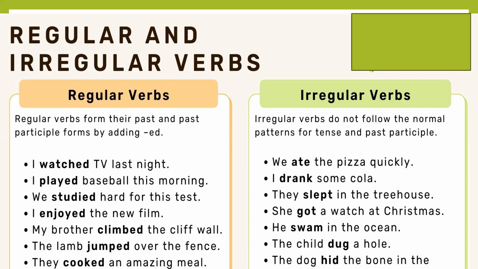I drank some cocoa. They slept in the tree house. She got a watch at Christmas. He swam in the ocean. The child dug a hole. The dog hid the bone. So these are the examples. In these, the ed suffix is not used in the verb, so it does not follow the normal patterns for the past tense and past participle. This is the main difference between regular and irregular verbs.